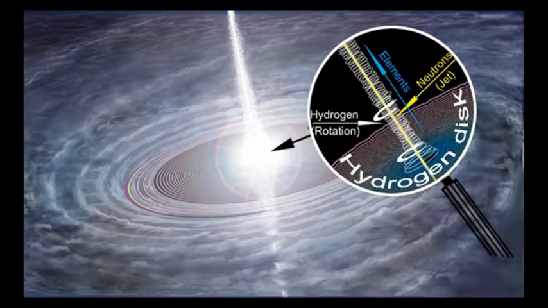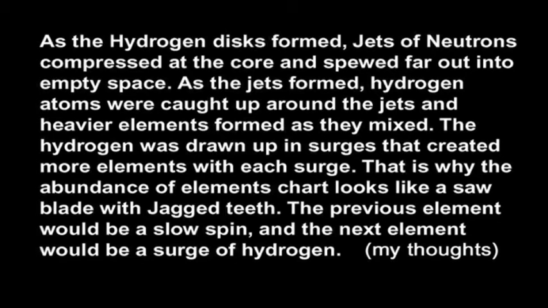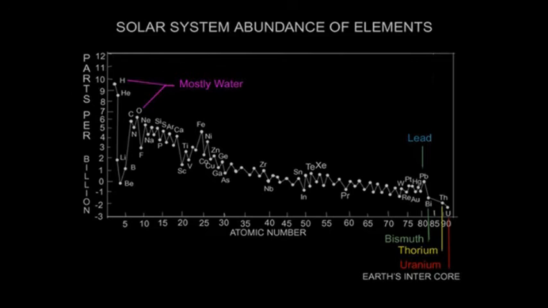whole lot of elements in a surge, and then the surge went down and it produced less elements, and then it was caught up into another surge and a heavier element was produced. So this went on and on, back and forth, and all the heavier elements were produced by these quasars.